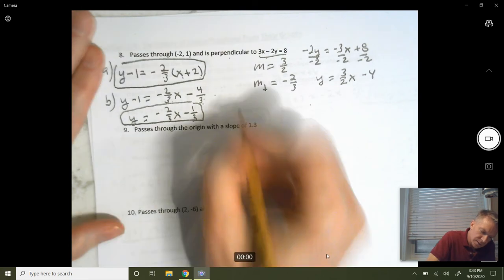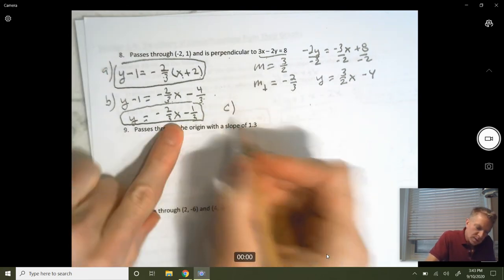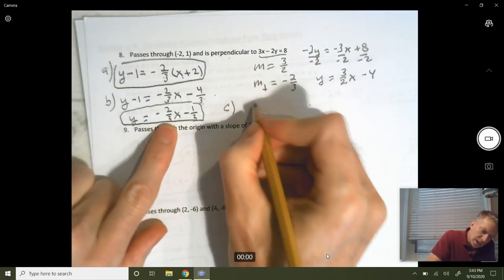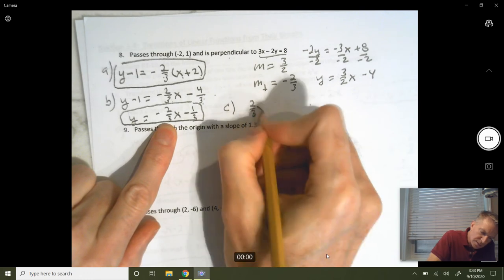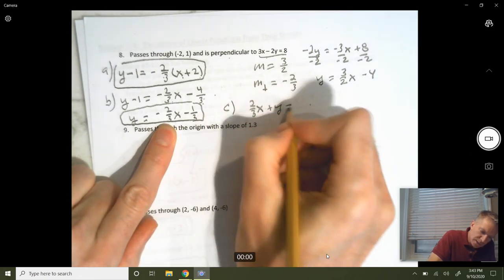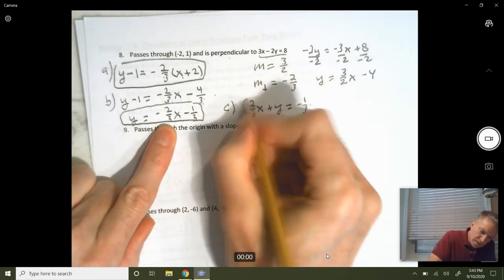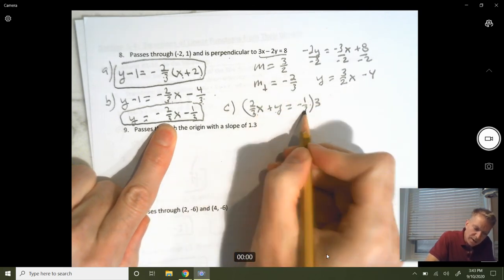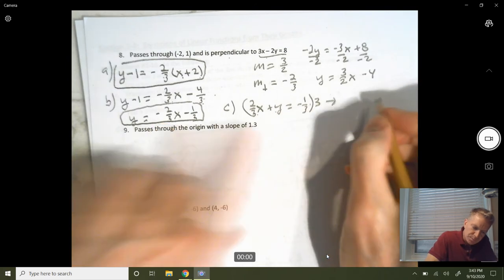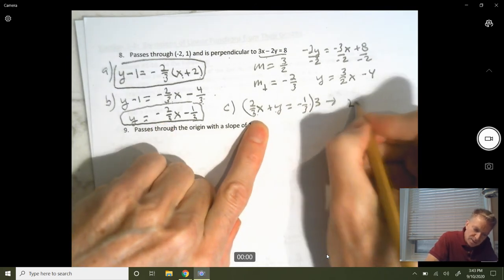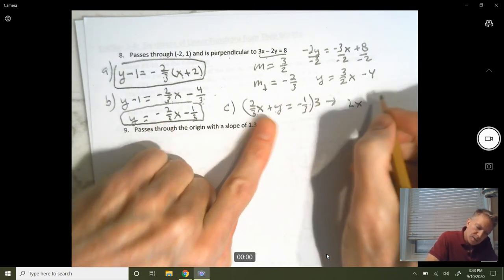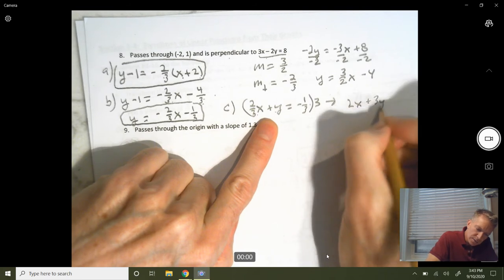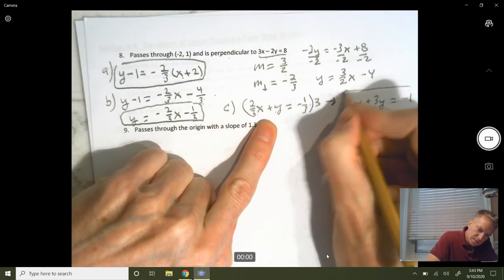Okay, and part C, let's get everything on one side. So this becomes a positive 2/3 x plus y equals negative 1/3. Multiply both sides by 3. So A, B, and C are integers. We'll get 2x plus 3y equals negative 1.